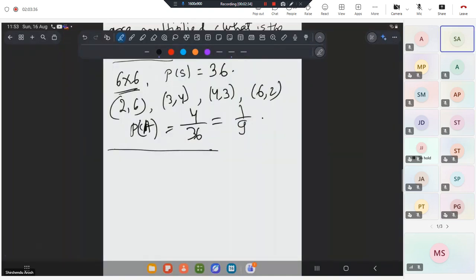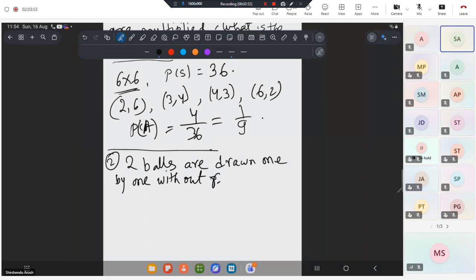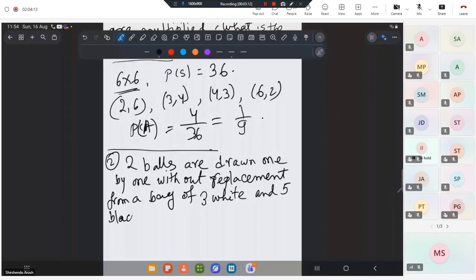Now, next problem. Again, this is quite a standard problem in terms of the probability with replacement, without replacement concept. So problem number 2 would be: two balls are drawn one by one without replacement, right? From a bag of 3 white and 5 black balls. So what are the probabilities?